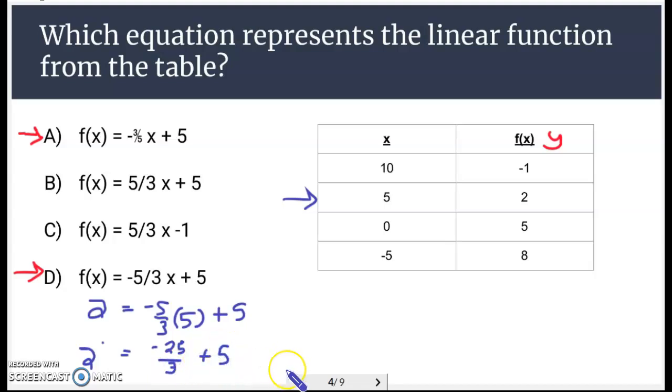I believe that's negative 8 1/3. Negative 8 1/3 added to 5 does not give us 2. So D is not going to work. Let's see if A will.